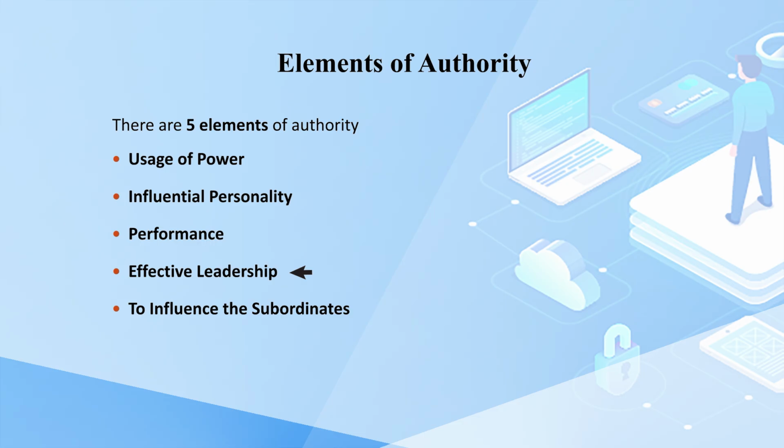So that means not only at the top, but at every level, because top management, middle management, lower management, everywhere leadership is required. Someone has to take the lead and influence the subordinates. We have to influence the subordinates, because if we are not able to influence them to get the work done, we will not be able to achieve the objectives.